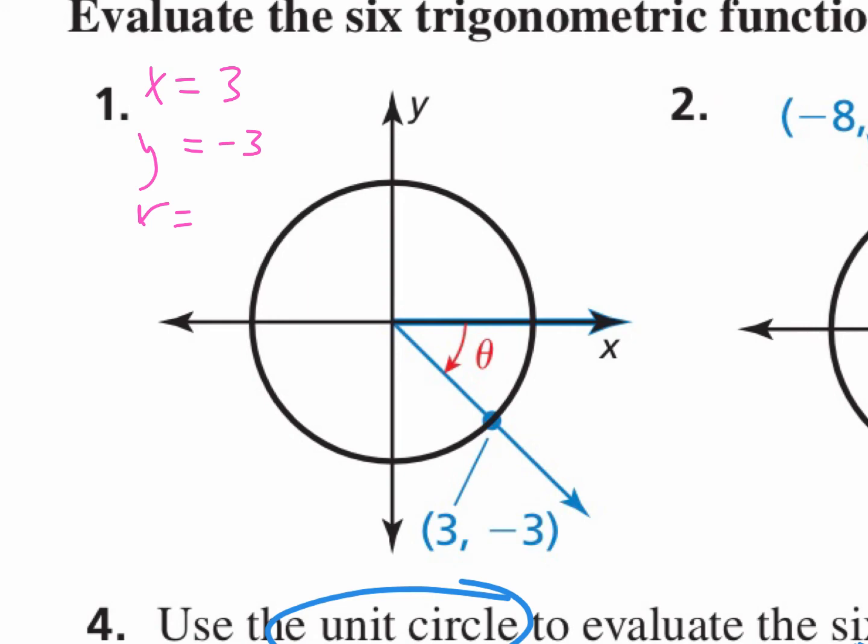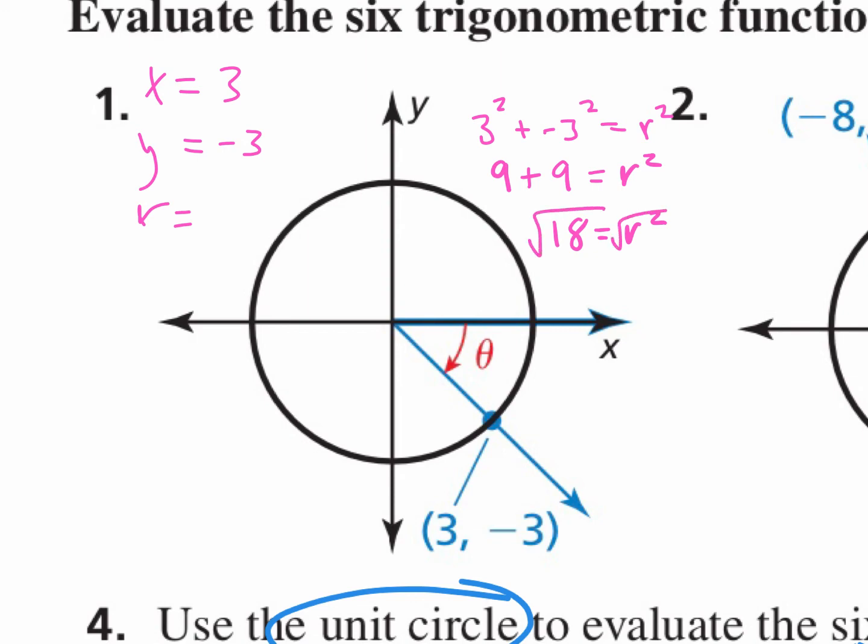Pythagorean theorem. So 3 squared plus negative 3 squared is equal to r squared. What's 3 squared? 9. So 9 plus 9 is equal to r squared. What's 9 plus 9? 18. So 18 is equal to r squared. How do we solve for r? Square root it.